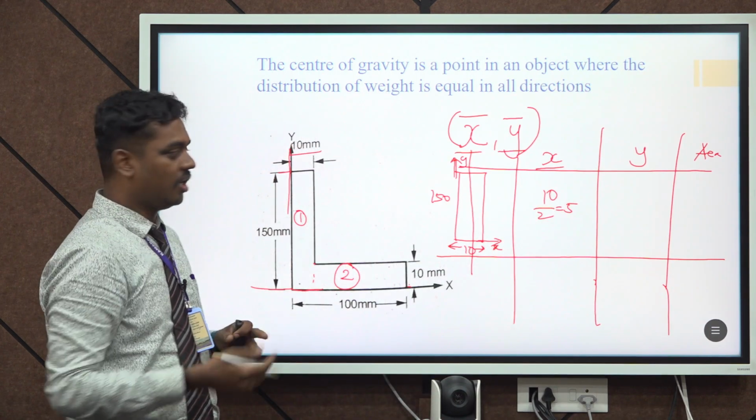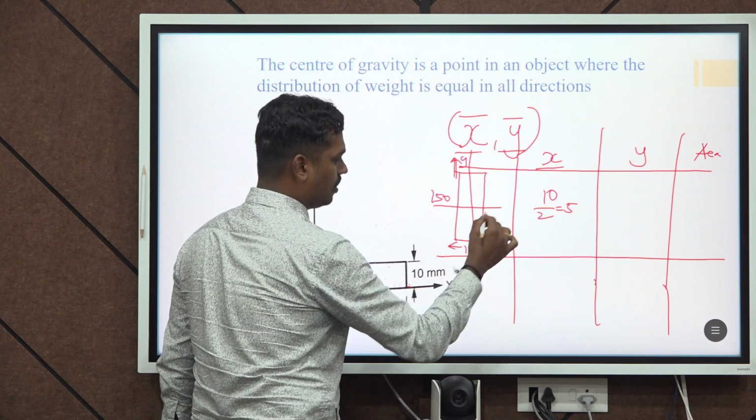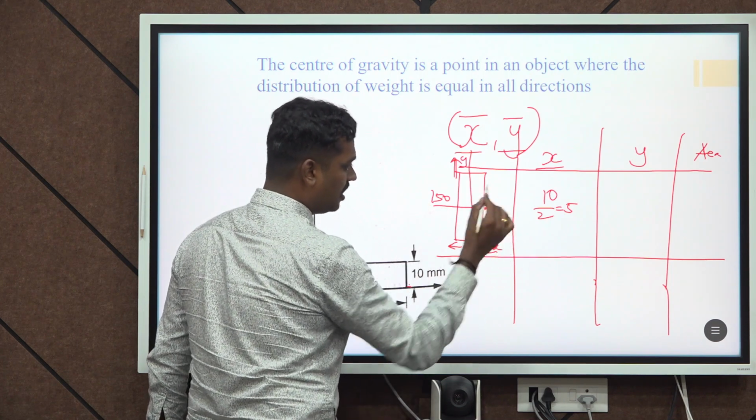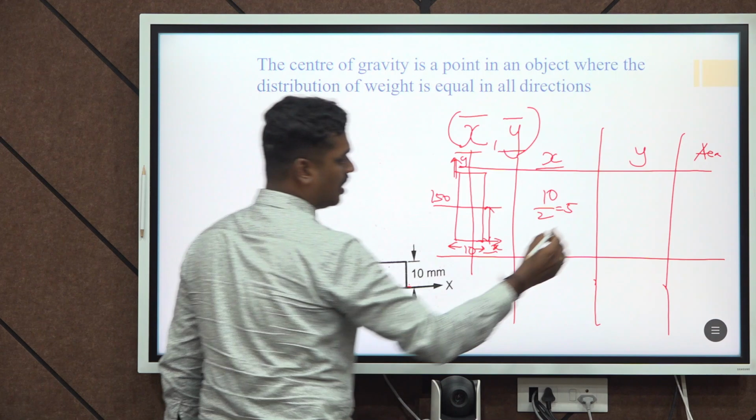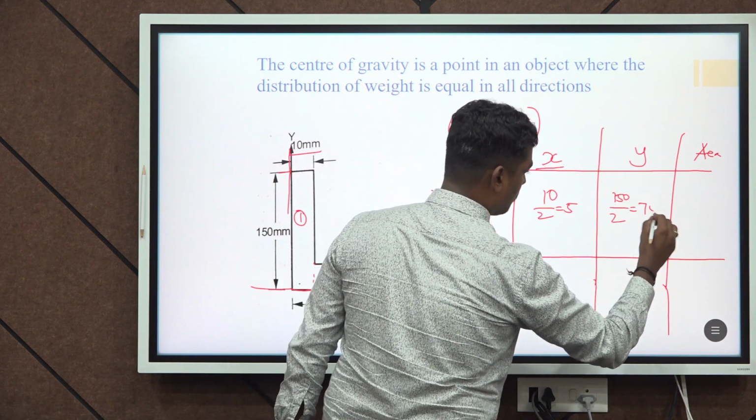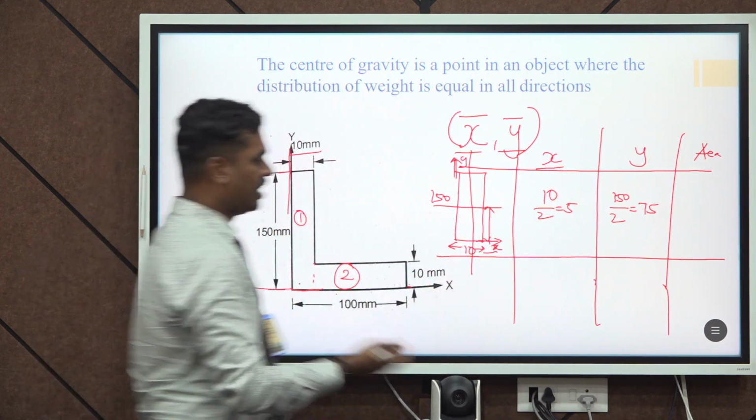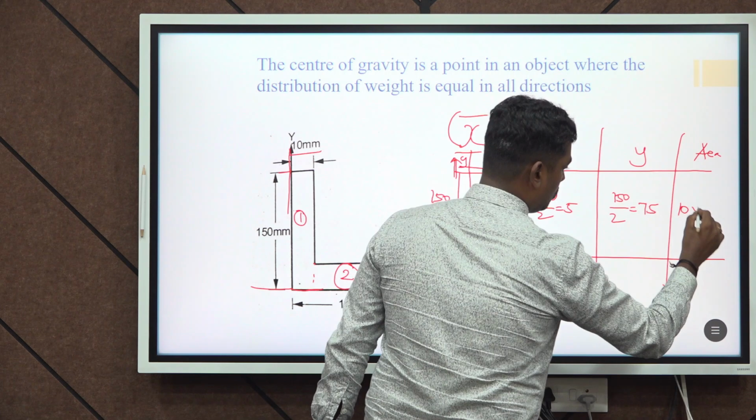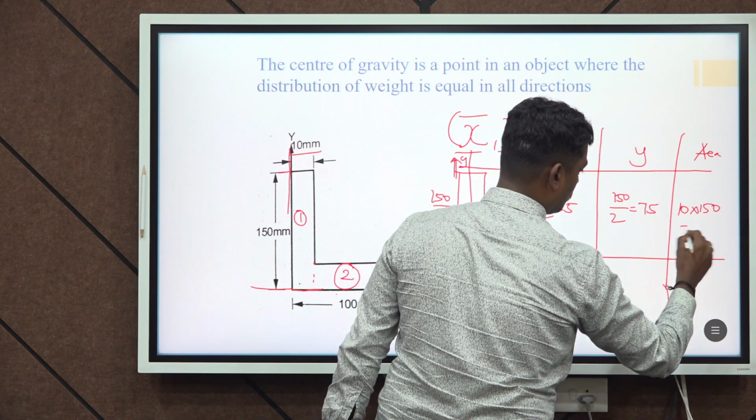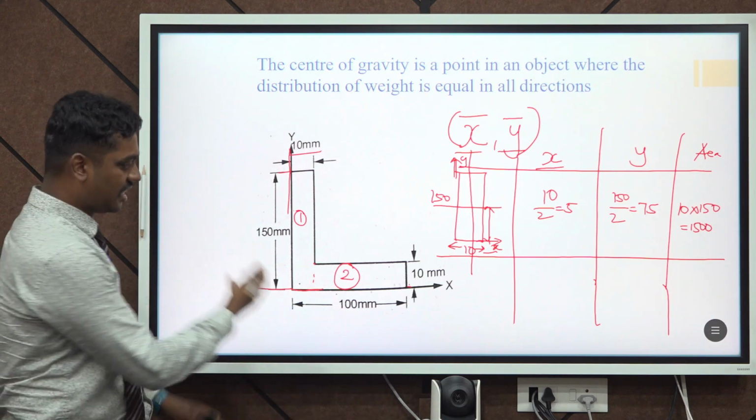Then the y value will be calculated by moving the x axis towards the center. So this distance will be the value of y, which is 150 divided by 2, that will be 75 mm. Then the area for the rectangular section, as we all know, is very simple, length into height, which will be 1500.